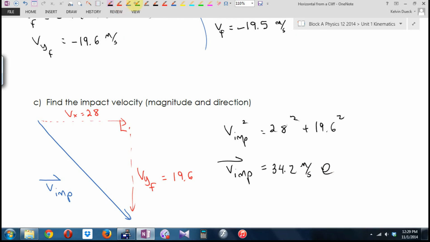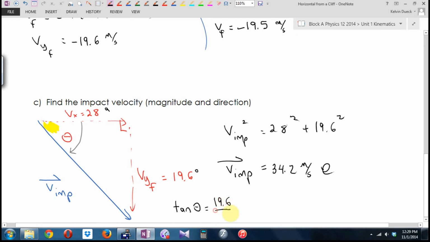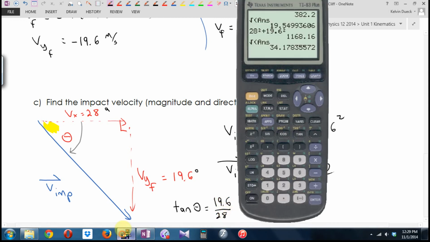Direction, well, the angle that I want is this angle here. This angle. I'll call it theta. And this is opposite, this is adjacent, it's going to be tangent. It turns out tan theta is going to be opposite over adjacent. Don't forget brackets on your calculator. Mine puts them in automatically.